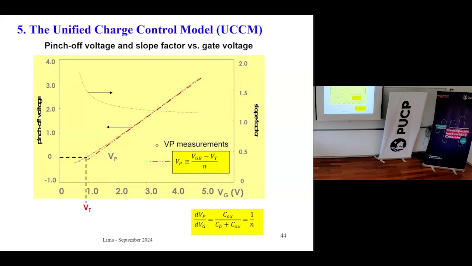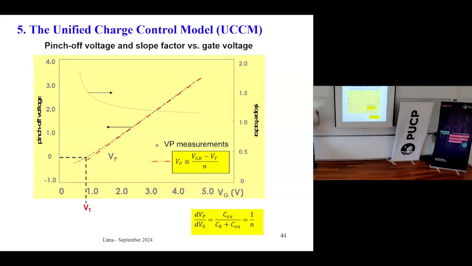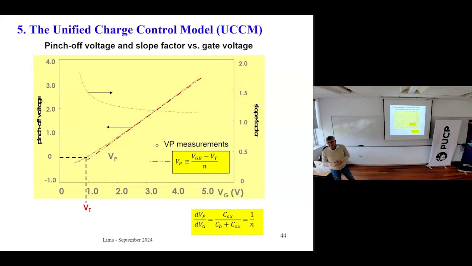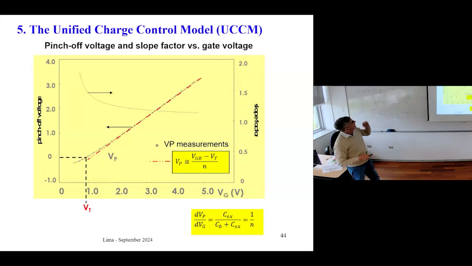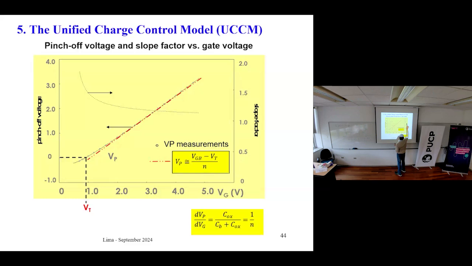Or better, the derivative of Vp in terms of Vg is 1/n. Okay, because Vp is a constant, so the derivative of Vp versus Vg is n. And you see that n, you read n on this axis here, the right axis. And you see that the variation of n is more or less between 1.2 and 1.7, 1.8.